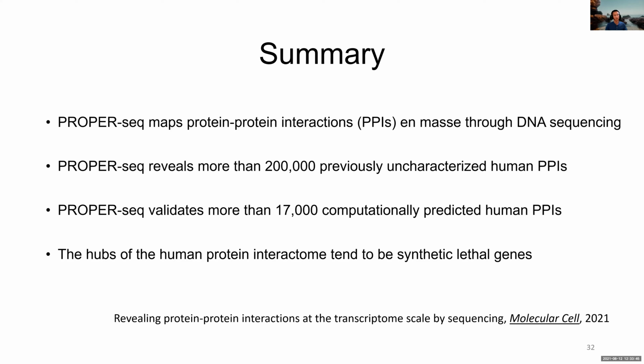Here, we contribute experimental support to 17,000 of those computationally predicted protein interactions. And also we observe that the synthetic lethal gene pairs tend to impact more the hubs of the human protein interaction network. The work just appeared last week in Molecular Cell online. It hasn't been in print yet, but it's available through the Molecular Cell website.